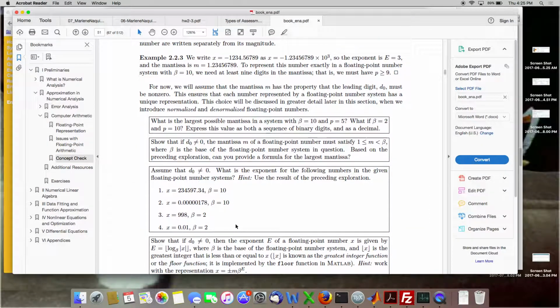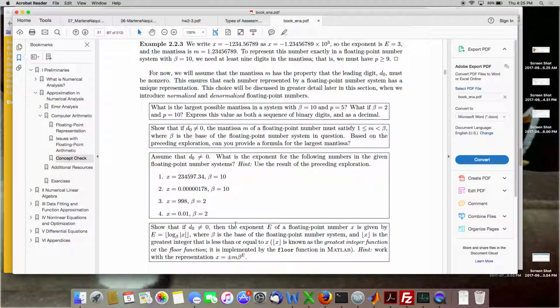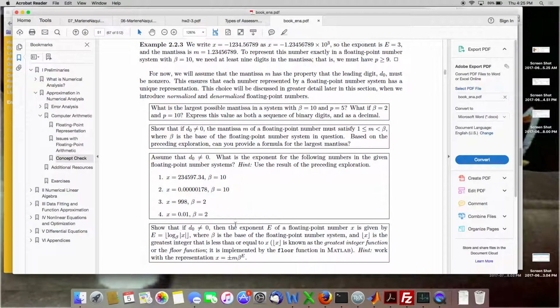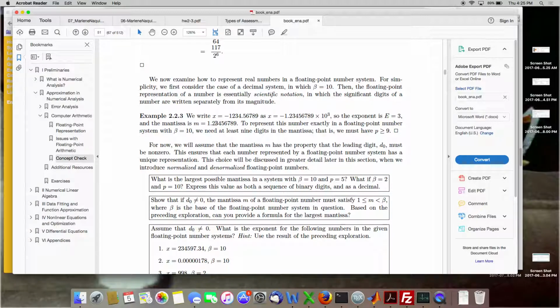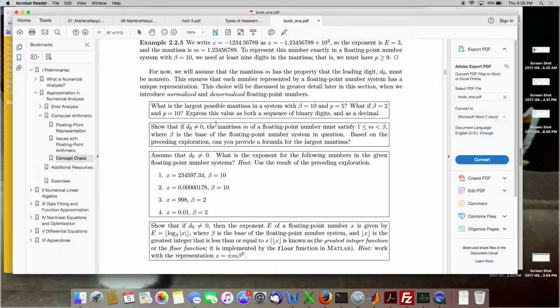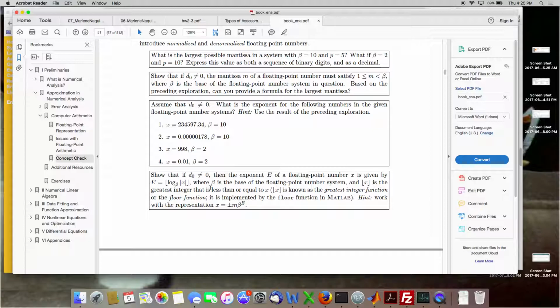So the last example, the one in the box. Oh, this one? Yeah. In the second line it says e equals log base beta x. So why do we have two signs here? Is that a modular sign in front of the log? Oh, no, it's the greatest integer function.